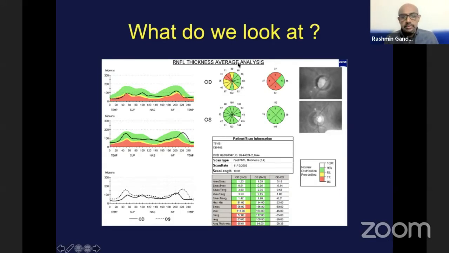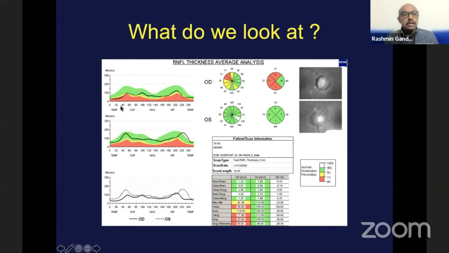So this particular graph tells you whether there is, here you can see that there is a thinning of RNFL in the temporal, superior, and inferior quadrants of the right eye. While in the left eye, in this quadrant, you find that it's all green. That means the RNFL thickness is fine, except maybe there is a little increased thickness here. The same would be reflected in the graphs here.